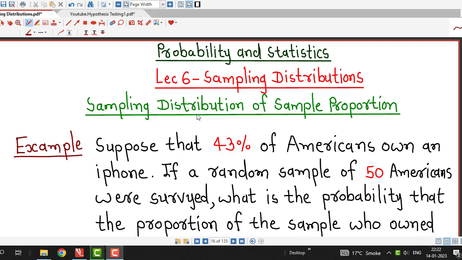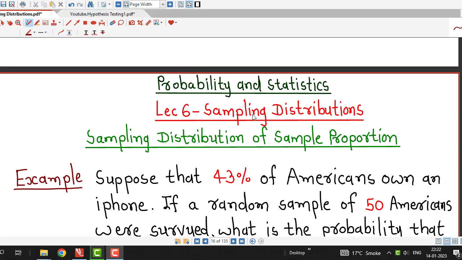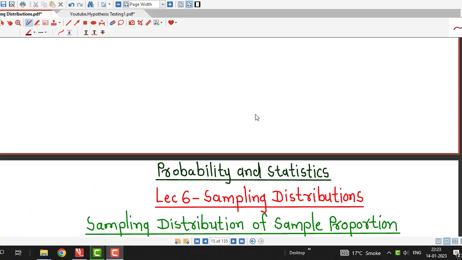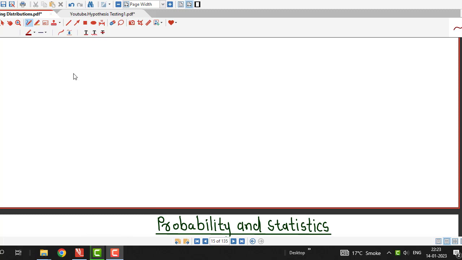In lecture number 5, we discussed the sampling distribution of sample proportion. So let us recall what we have seen in lecture number 5.